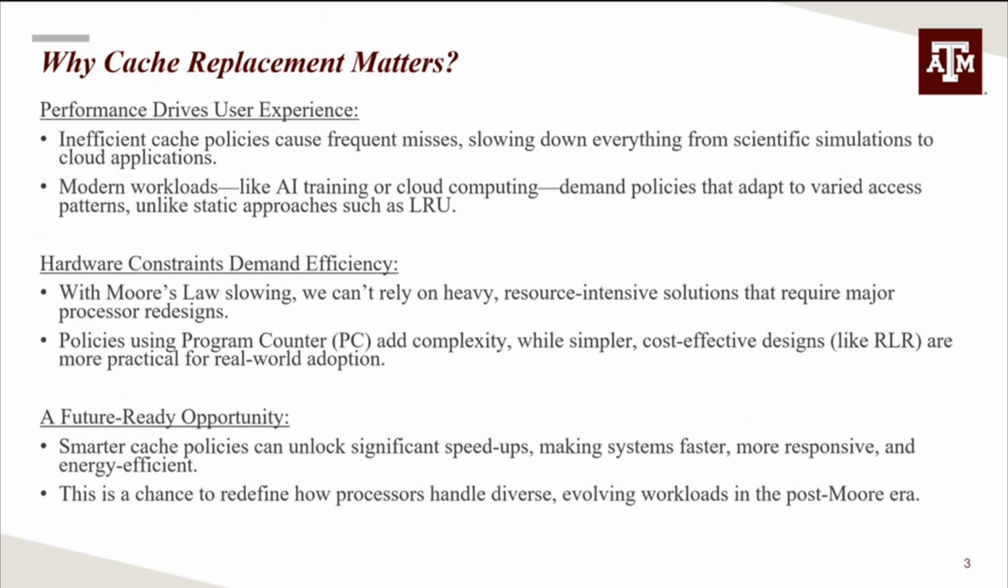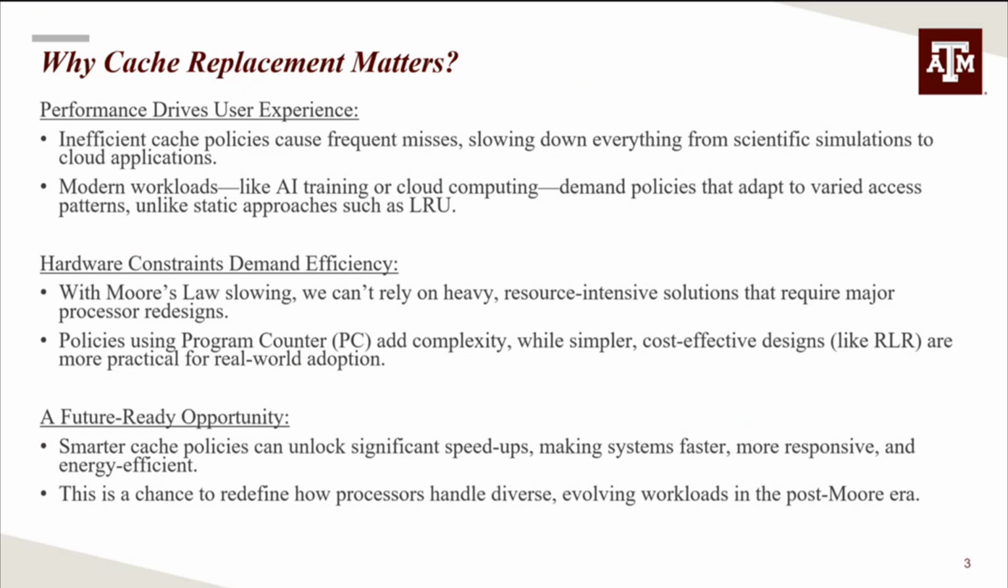Now that we have seen what cache replacement policies are, let's talk about why they matter so much, especially today. First, performance. Cache misses are expensive. When the processor does not find data in the cache, it has to go fetch it from the main memory, which can be 100 to 300 cycles slower. This delay adds up. In fact, studies show that memory stalls can account for nearly half the CPU's idle time in many workloads. So, even small improvements in cache efficiency can result in a significant performance boost across systems.